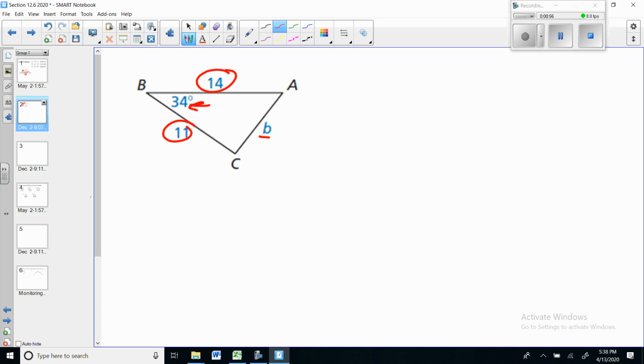Okay, so what we're going to do is find b squared, and that is going to equal the two sides that we know, 11 squared plus 14 squared, minus 2 times 11 times 14 times the cosine of the angle that we know, in this case, which is 34.